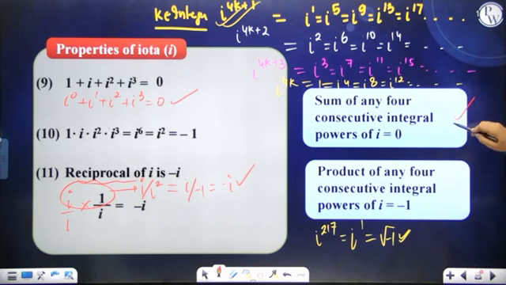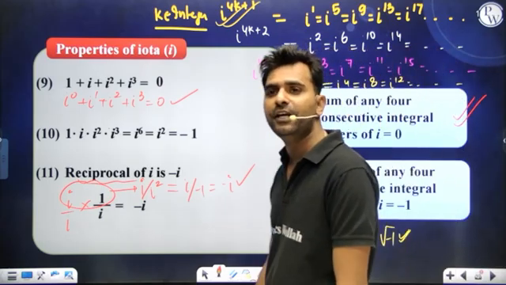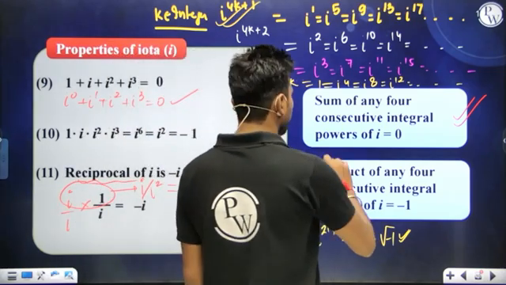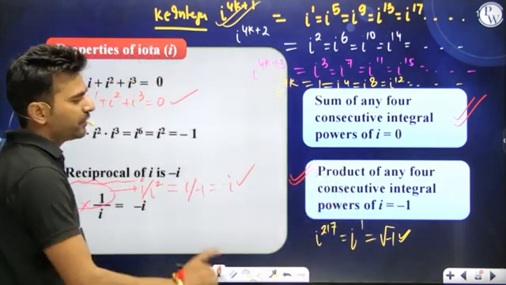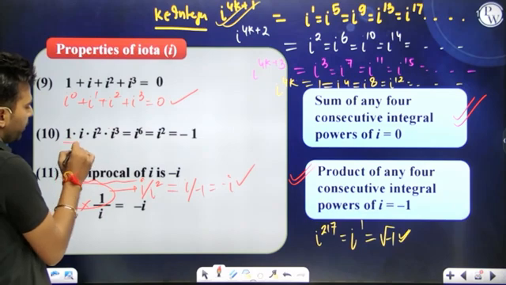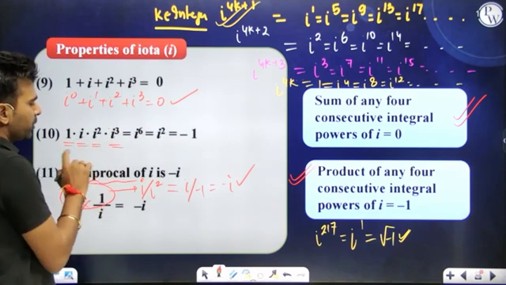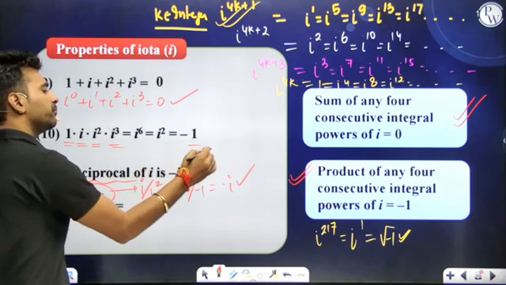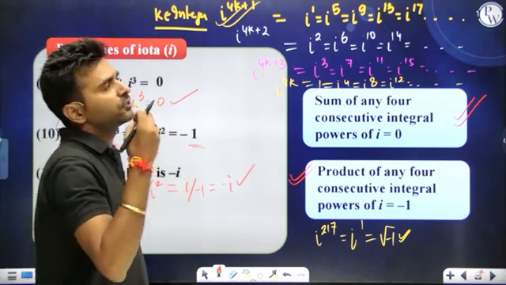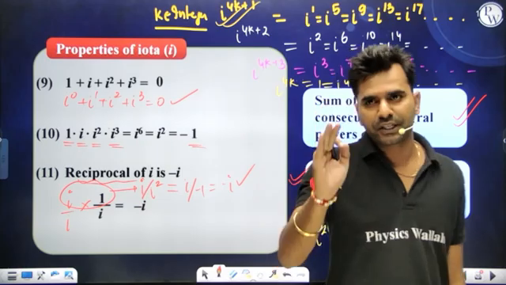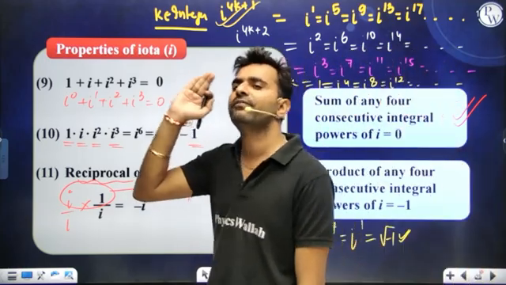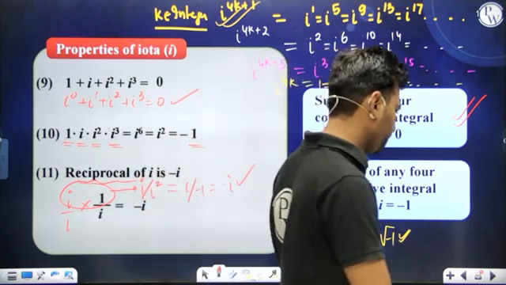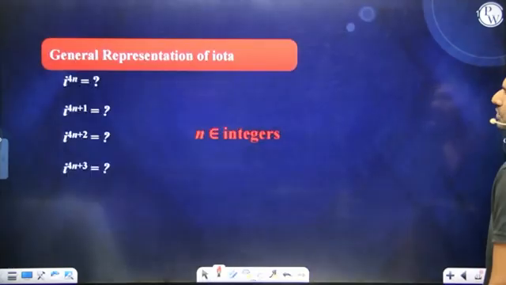So these are very important results written over here. Sum of any 4 consecutive powers of iota is equal to 0, and product of any 4 consecutive integral powers of iota is equal to minus 1, because over here you can check the product of any 4 consecutive powers of iota is always going to be equal to minus 1 only. You can take 3, 4, 5, 6: iota to the power 3 into iota to the power 4 into iota to the power 5 into iota to the power 6. If you do that as well, it is going to be equal to minus 1 only. Do remember these important things.